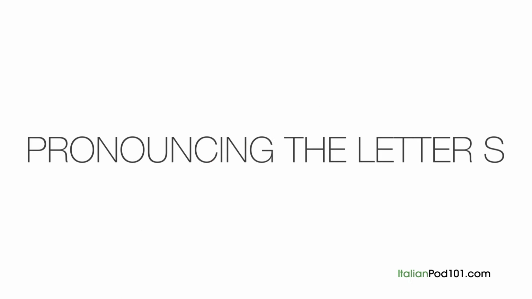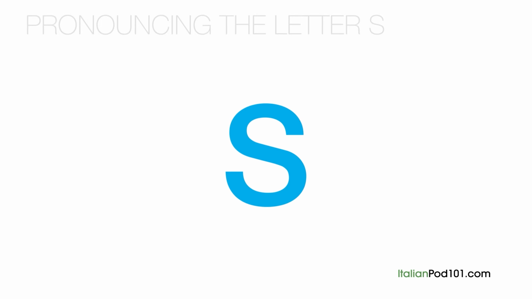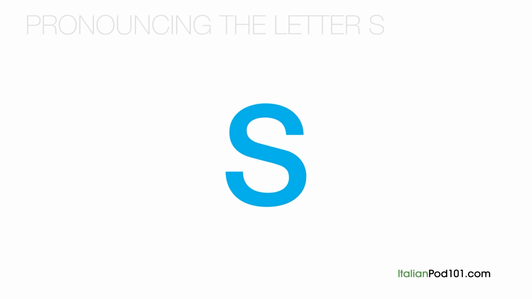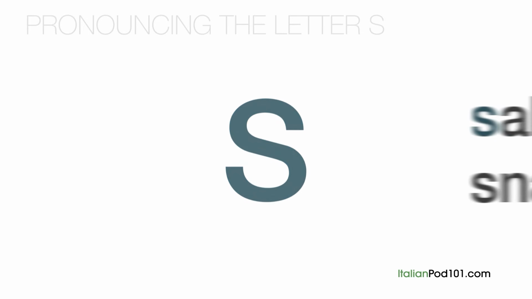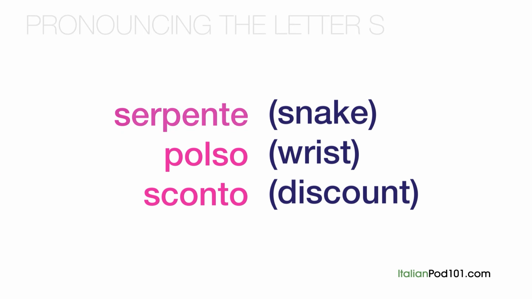In this lesson, we'll cover the pronunciation of the letter S, diphthongs, and the hiatus. First, let's take a look at the different ways that the letter S can be pronounced. Like English, the letter S in Italian has many different ways of being pronounced. The most common, s, is the same as the S sound in the words sail or snake. Listen to a few examples.